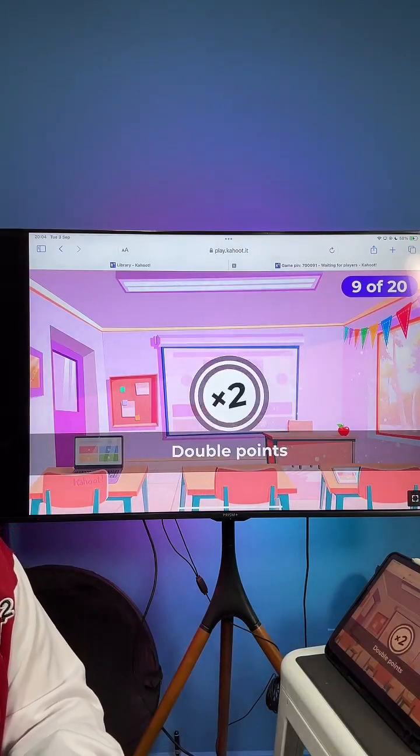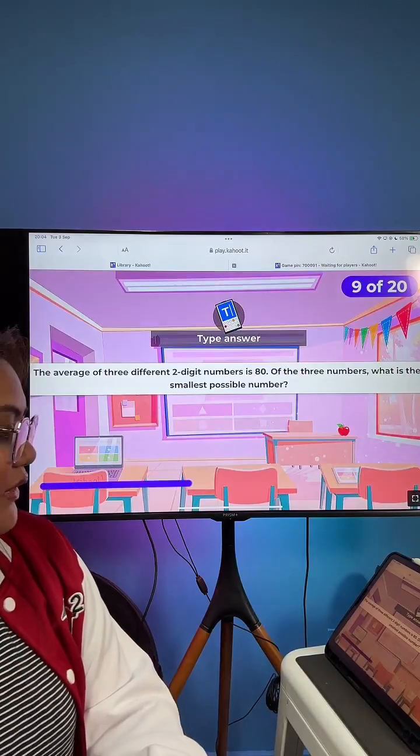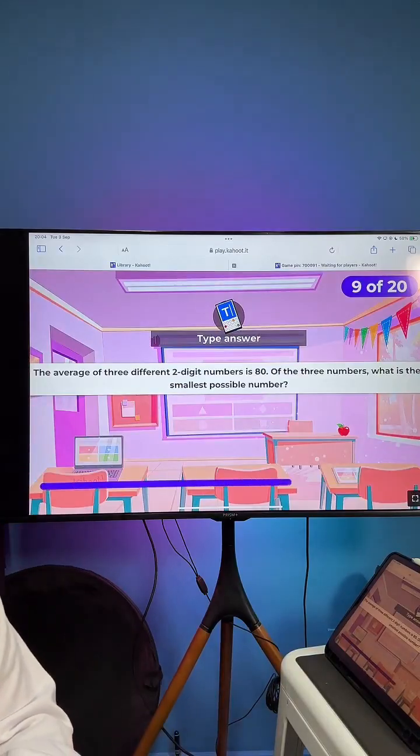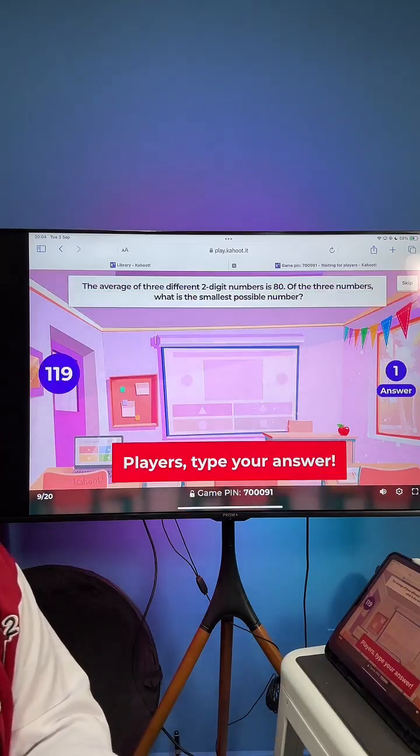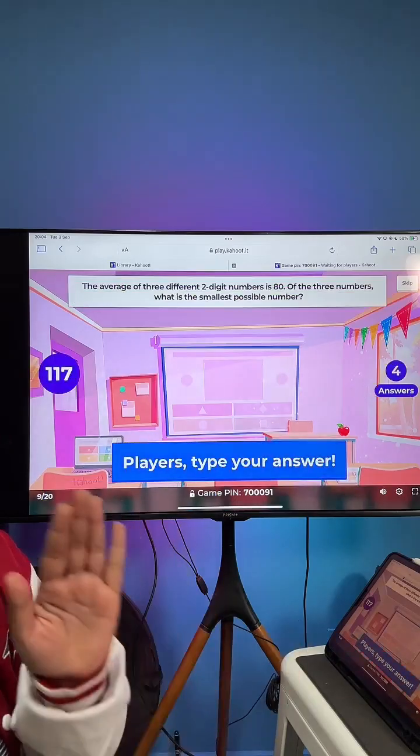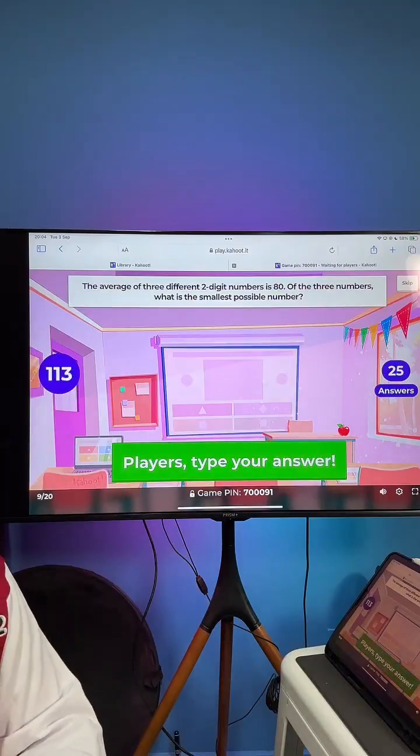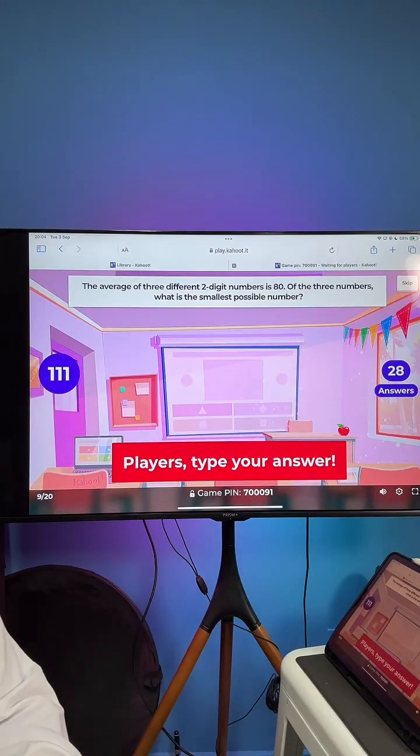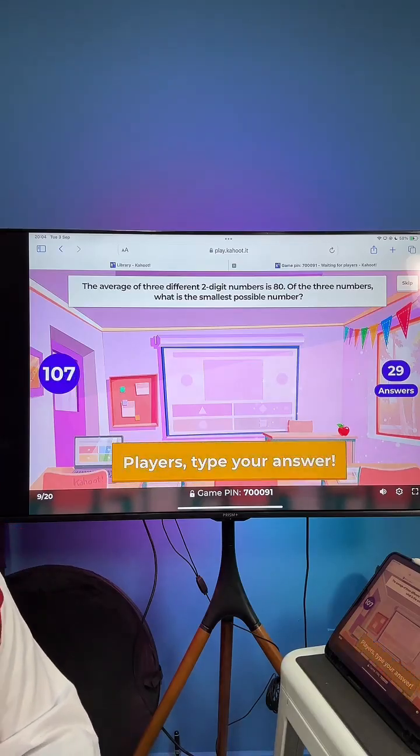Okay, this is a type answer question. The average of three two-digit numbers is 80. Of the 3 numbers, what is the smallest possible? I'm sure most of you can do this. I want the smallest possible 2-digit number if I have 3 different ones and the average is 80.